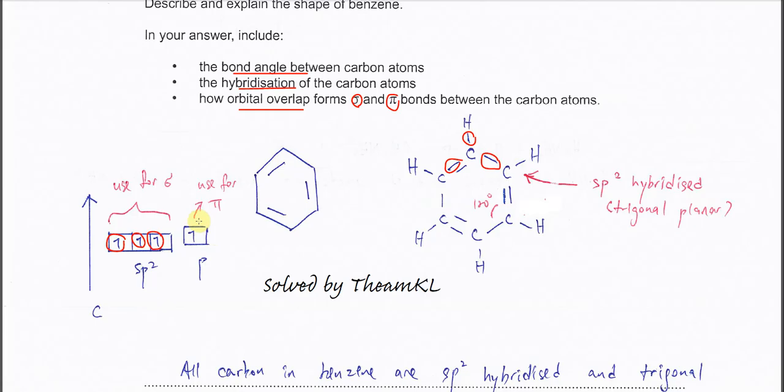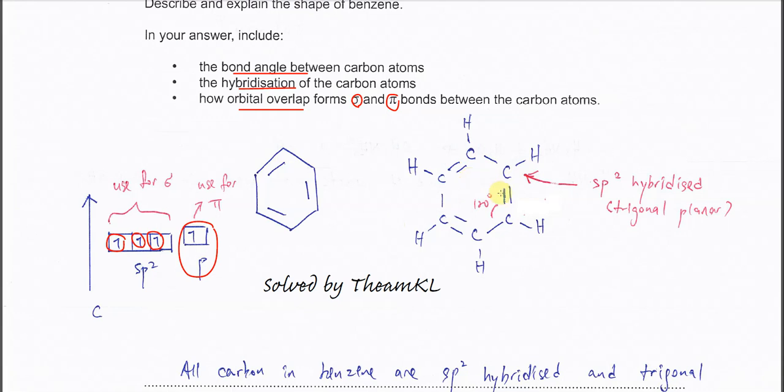So there will be one unhybridized p orbital here, and this one will form the pi bond. Okay, for example, this carbon has an unhybridized p orbital. This carbon also has an unhybridized p orbital. These p orbitals will overlap and form the pi bond. So this is how the overlaps happen.